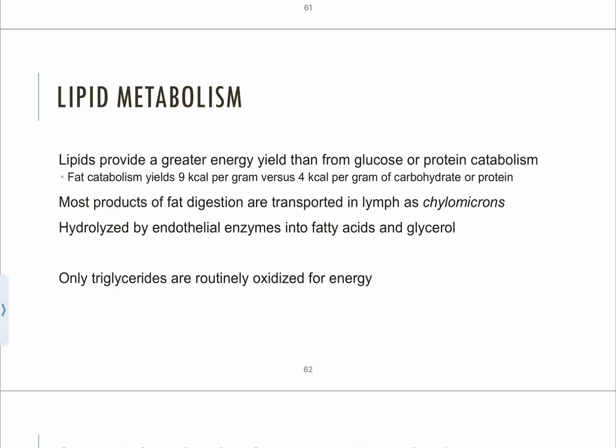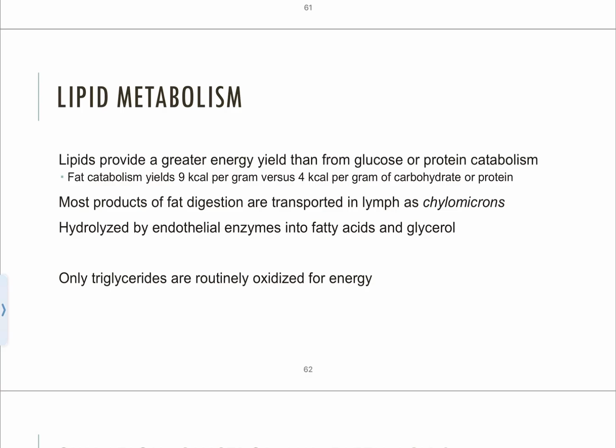So moving on to section 5, we're going to talk about lipid metabolism. Lipids can provide a greater amount of energy than breakdown or catabolism of glucose or protein. So we can get about 9 kilocalories per gram of fat, where we only get about 4 kilocalories per gram of carbohydrate or protein. Most of the products of fat digestion are transported in those chylomicrons that we talked about in the digestive system chapter.